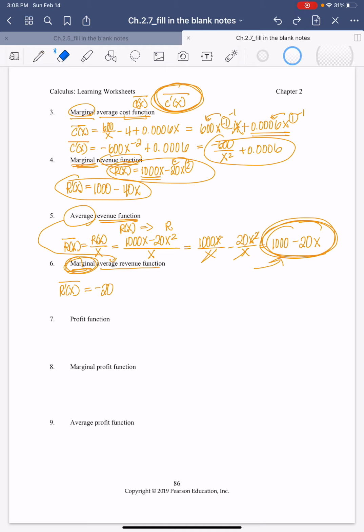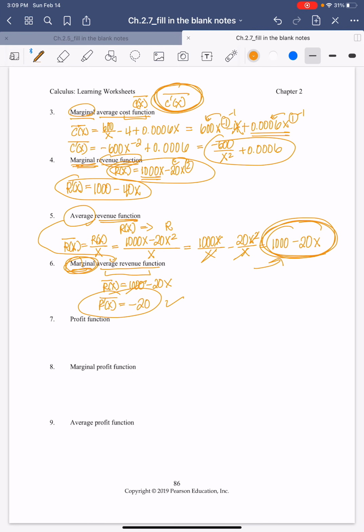So I'll just rewrite it one more time. We already know the average revenue function, R bar of x from number 5, was 1000 minus 20x. Marginal means take the derivative of that, which is just negative 20. Done. So the terms, I mean, it looks like a lot of terms, but it's not too bad. You can see that, oh, I just have to take the average or take the derivative.